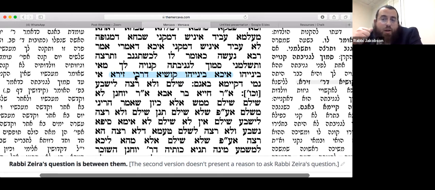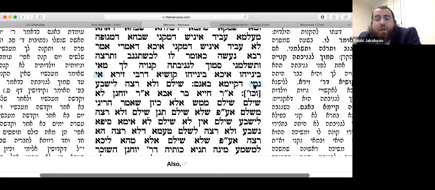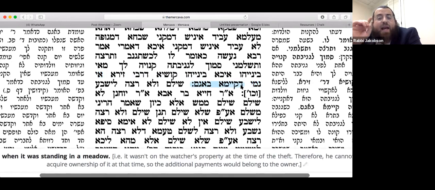Because your cow was stolen, but your cow didn't have a baby or any shearings. Ienami, another possibility between the difference, if the cow becomes mine the day of the deposit or the day that it was stolen, is the kaima ba'agam, if the cow is standing in a meadow. What would be the difference? If the cow was standing in a meadow at the time of it being stolen, meaning it wasn't stolen from the watchman's property, then the watchman can't get it because it wasn't in his property to acquire it.